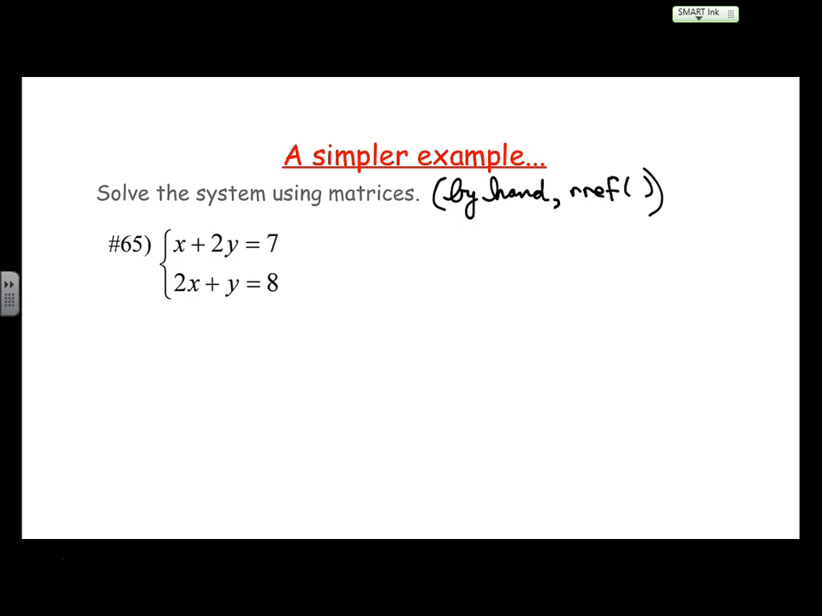Let's go all the way to RREF. We can go to REF, row echelon form, but then we still have to do back substituting. That's no fun. So let's just go to RREF, reduced row echelon form, or the Gauss-Jordan elimination.